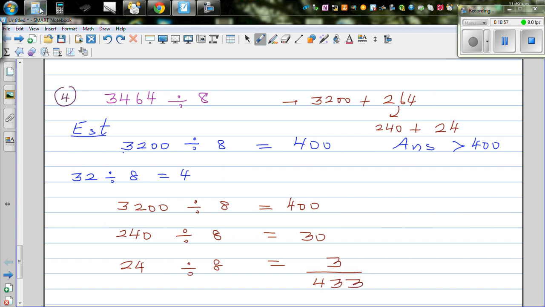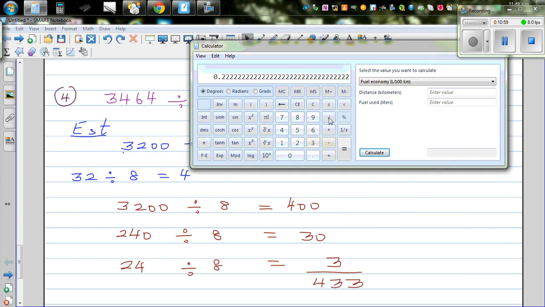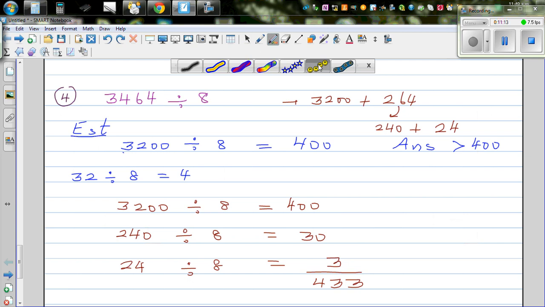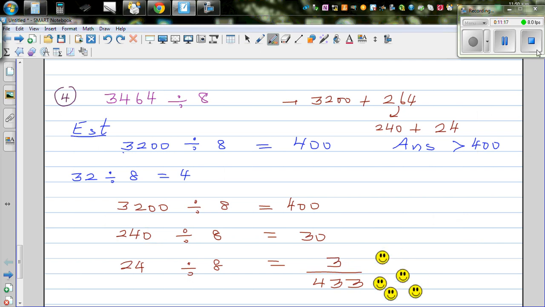Okay, let's check it. Always good to check. Okay, so the question was 3,464 divided by 8 equals 433. Our answer is right. So you can give yourself 5 smiley faces.